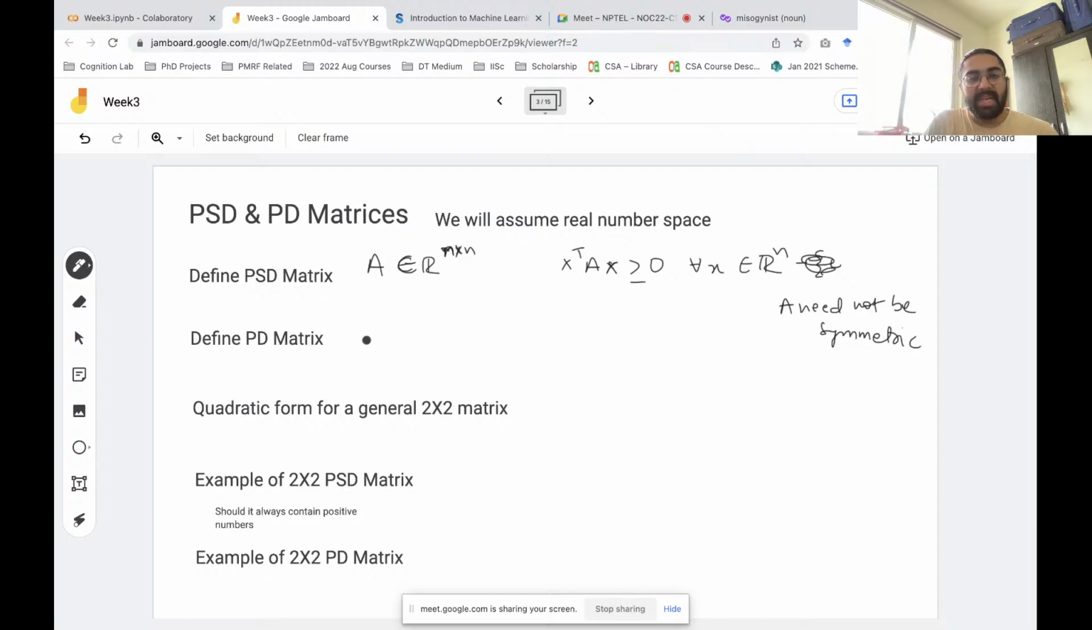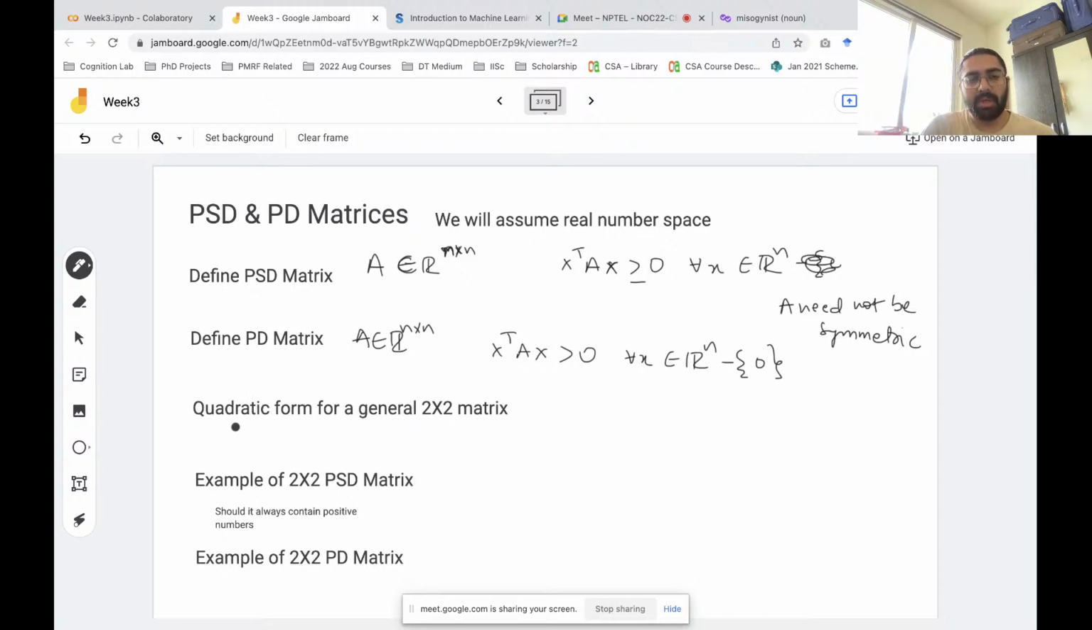All right, a PD matrix is any matrix which is n cross n and such that x transpose Ax is greater than 0 for all x belonging to R power n minus 0, right? Because for 0 it is trivial. For 0, any matrix you multiply in this format will always be 0. So other than 0, any x you take, this value should be more than 0. That is called a PD matrix. PD is positive definite and PSD is positive semi-definite, right?